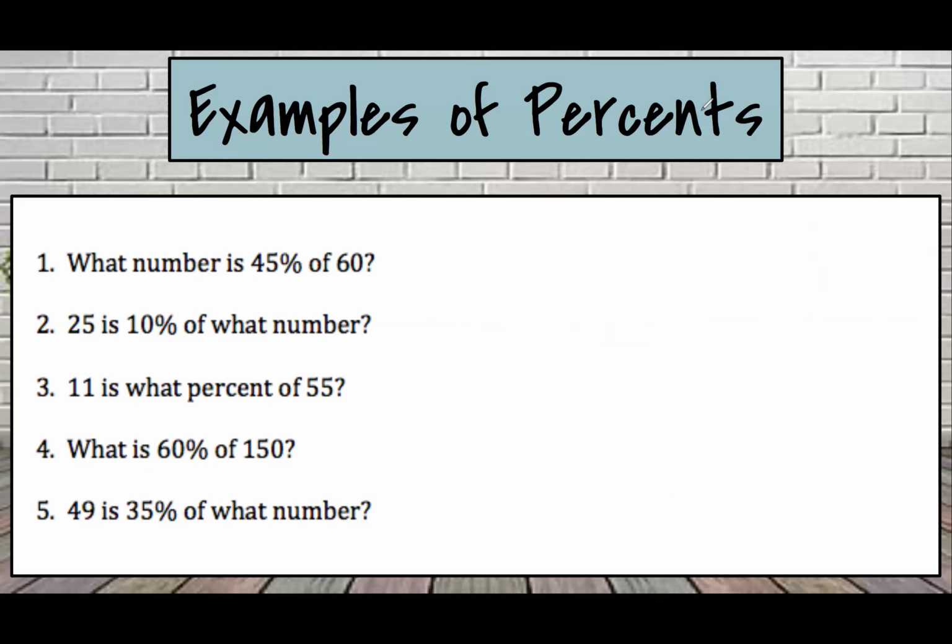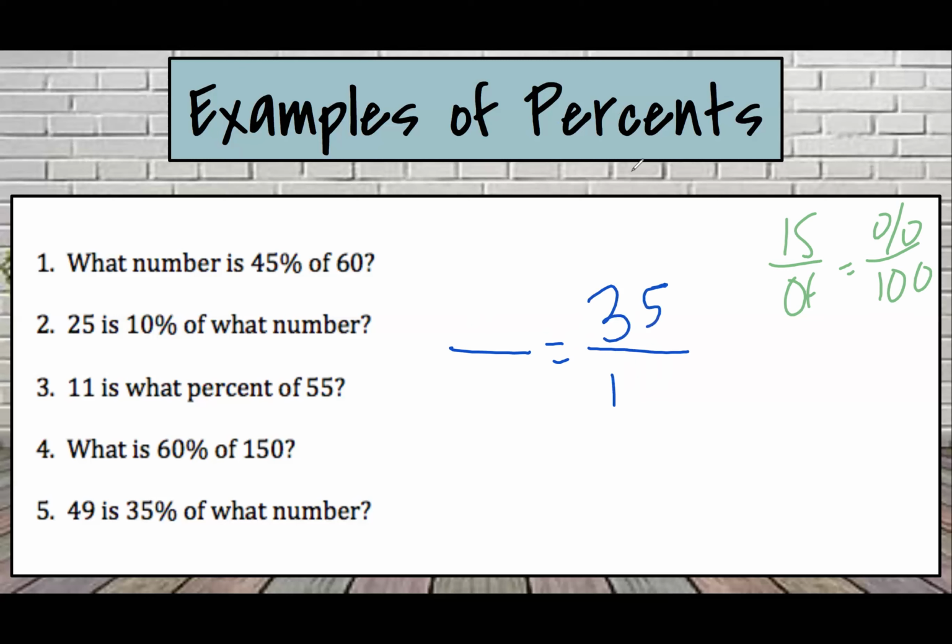All right, last question. You all have done really well. 49 is 35% of what number? So we've got our is over of equals percent over 100. 49 is 35% of what number? Do we have a percent? We do. We have 35%. So we got 35 over 100.